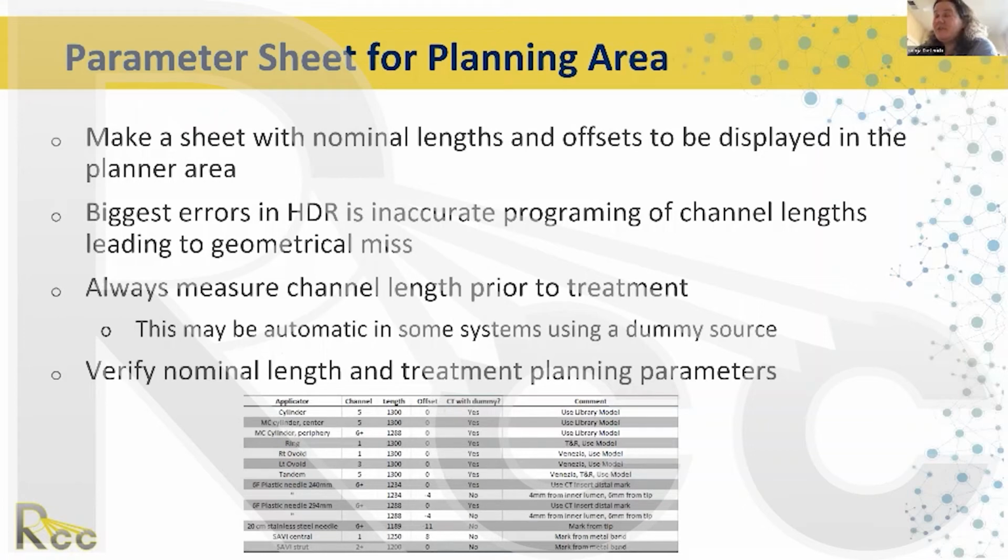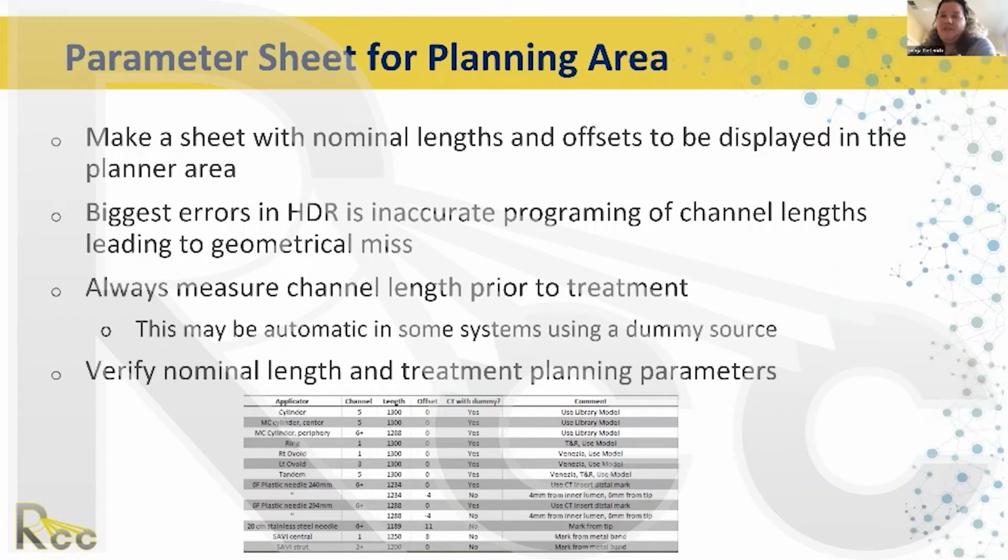There's a lot of numbers you've heard flying around: the overall length as measured, the length in the treatment planning systems, the offsets. So what I have done to make it easy on the dosimetrist and the physicist checking the plan is I've put together a parameter sheet for the planning area, and that's literally taped to the wall.